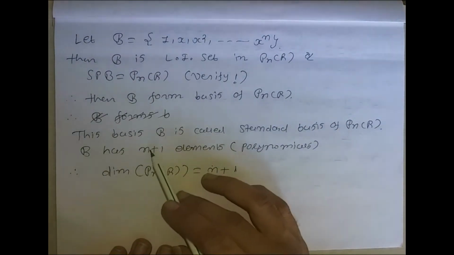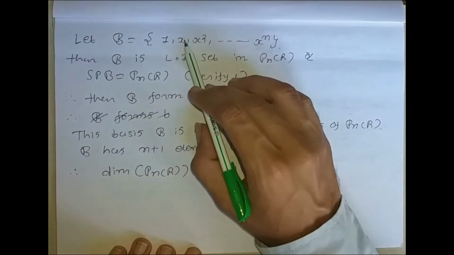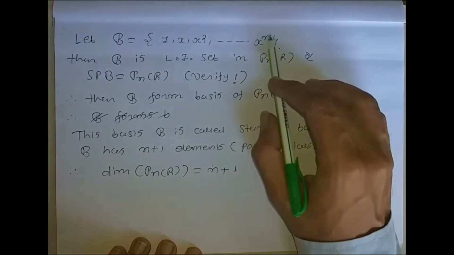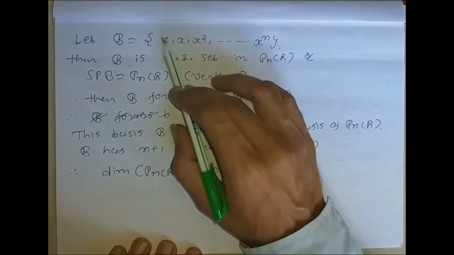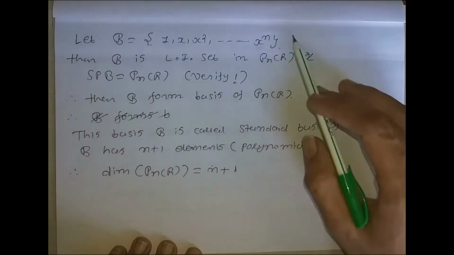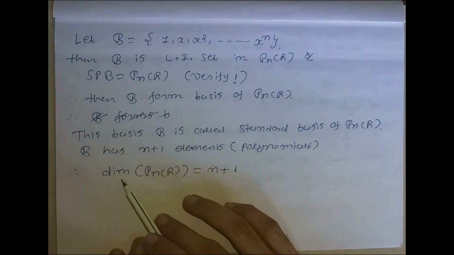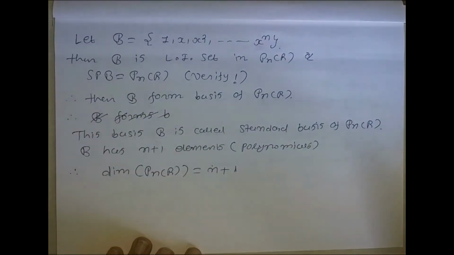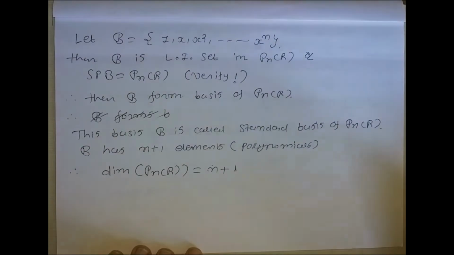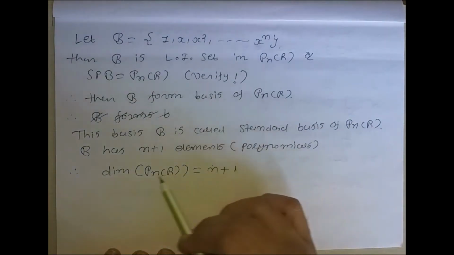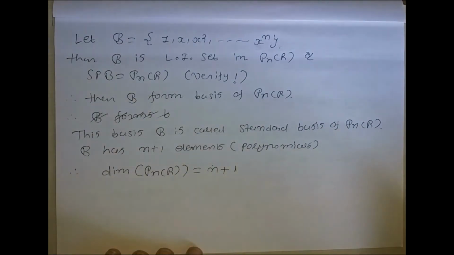And B has n + 1 elements, because here this is power 1, this is 2, up to n. So these are a total of n elements, and power 0 is 1 element. So there are a total of n + 1 elements in this basis B. So the dimension of the polynomial space Pn(R) is equal to n + 1, because the number of elements in the basis is the dimension of the given vector space. So the dimension is n + 1.